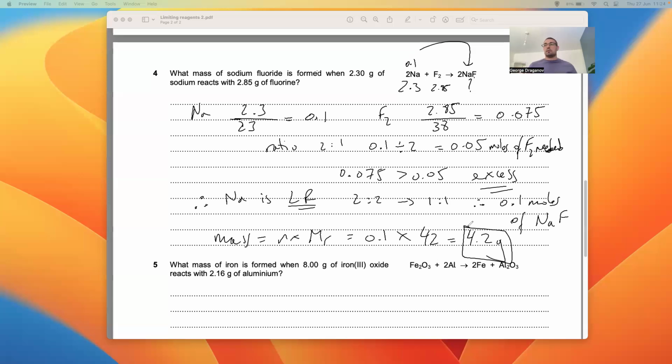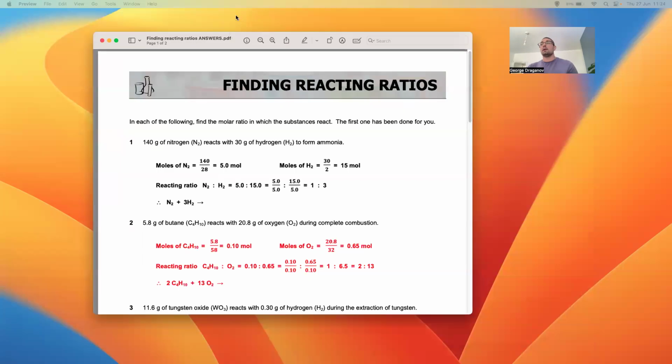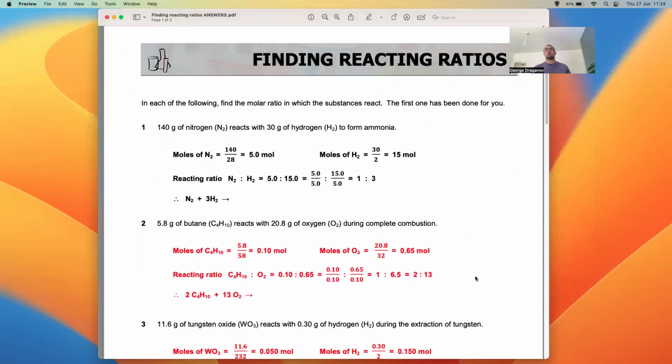Having done limiting reactants, there's one other small thing we need to do, which is called finding reactant ratios. Finding reactant ratios from actual equations is what we need to do, and I'm going to show it to you directly using the answers. I will go over maybe 3 examples: 1 and 2, and then 1 from the longer questions at the back.